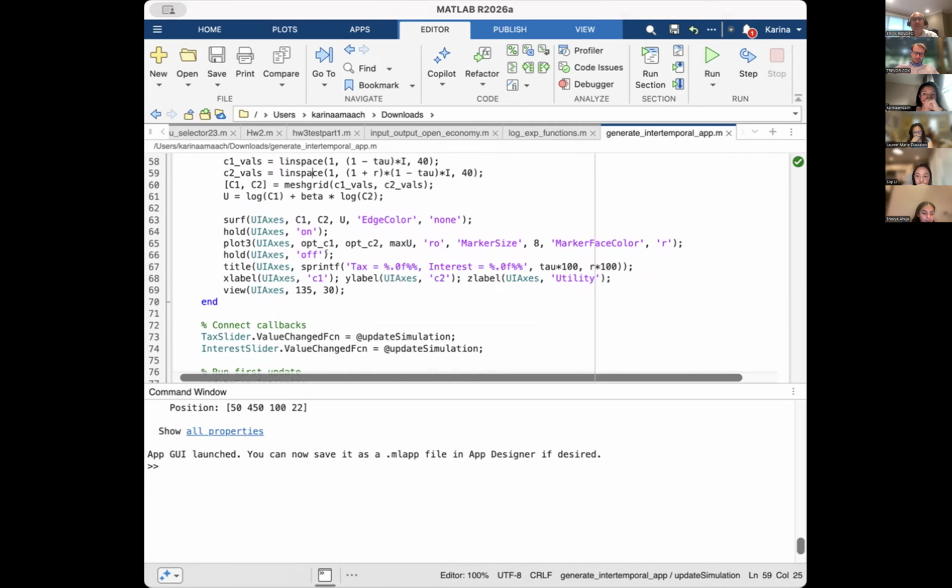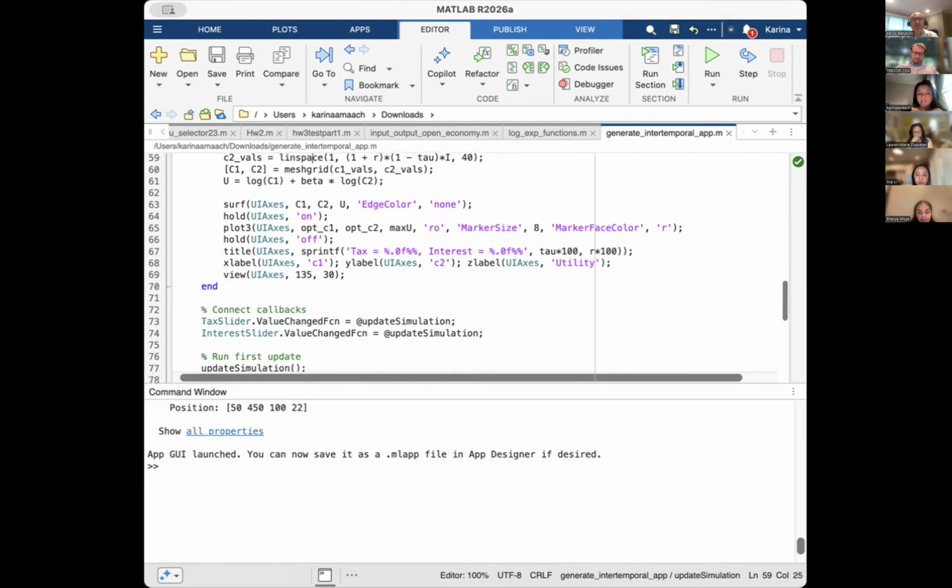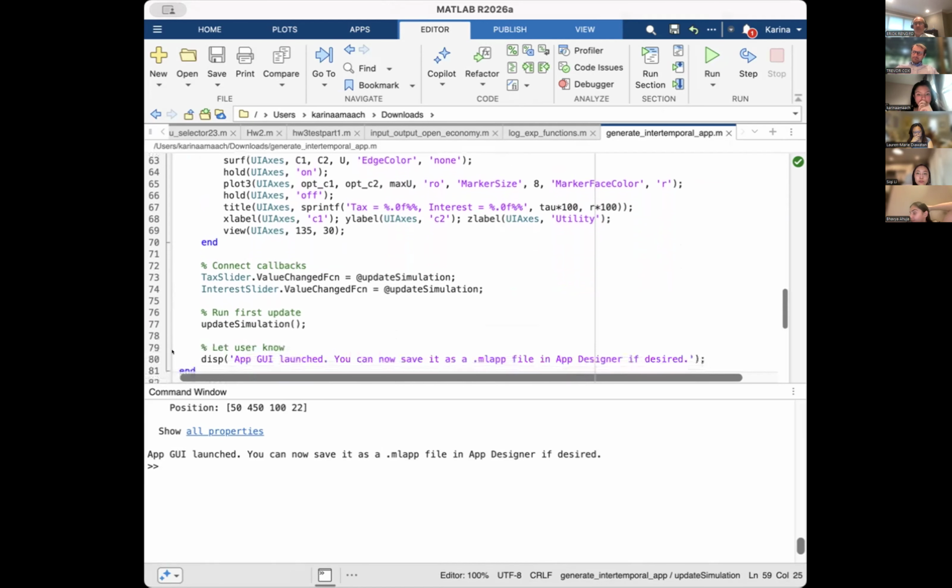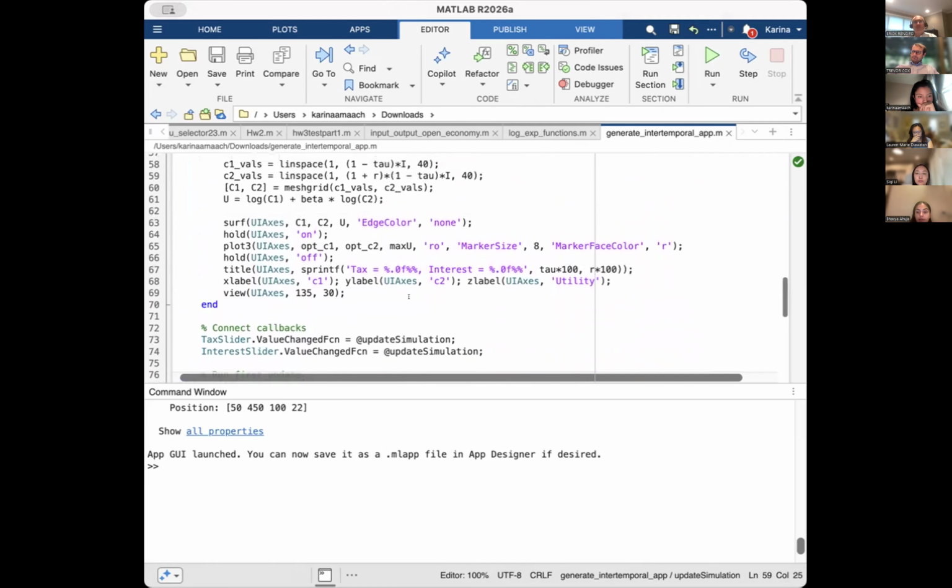So we have C1, C2, U, and just setting up this graph and what it would look like as well. And then we plot the optimal point with opt C1, C2, max U. And then we also label this point as red to represent the optimal choice of the consumer. And this was mentioned in Lauren's explanation as well.